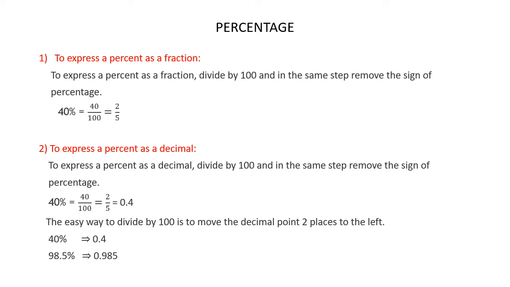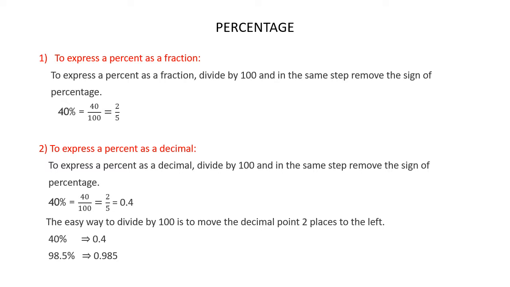Let's learn how to express a percent as a fraction and also as a decimal. To express a percent as a fraction, divide by 100 and in the same step, remove the sign of percentage. So 40% can be expressed as a fraction 40 divided by 100. 40 divided by 100 is nothing but 2 by 5. So 40% is expressed as the fraction 2 by 5.